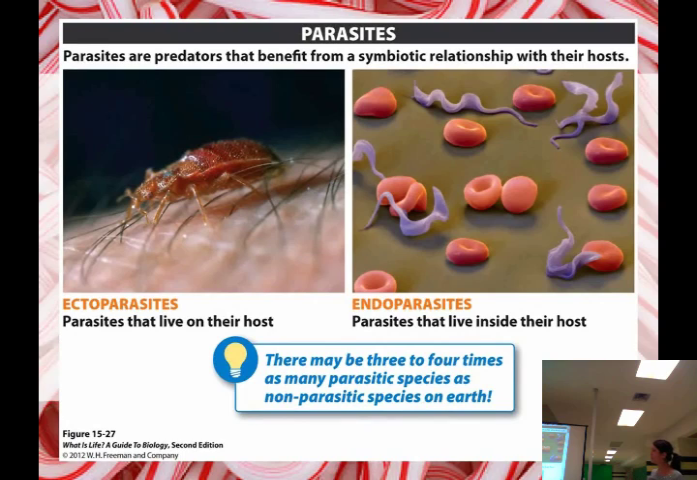So example here of an ectoparasite, they have like lice, ticks, mosquitoes. They live outside, but they go and feed on their host from the outside. If you're an endoparasite, however, you're living inside of the host, either inside of the stomach, in the bloodstream. Some parasites live in people's brains. There may be 3 to 4 times as many parasitic species as non-parasitic species on Earth. So you've got parasites inside of you right now that you are not even aware of.